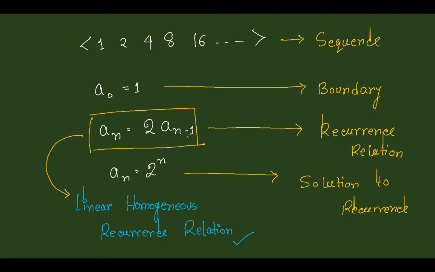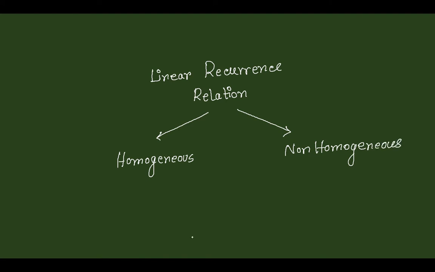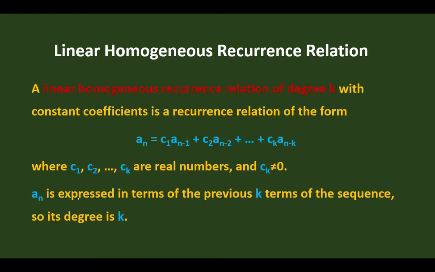All right, we are mainly focusing on linear recurrence relation, and for this we are going to cover two types of linear recurrence relation. One is homogeneous, another one is non-homogeneous. Let's see what a linear homogeneous recurrence relation is. So a linear homogeneous recurrence relation of degree k with constant coefficients is a recurrence relation of this form.